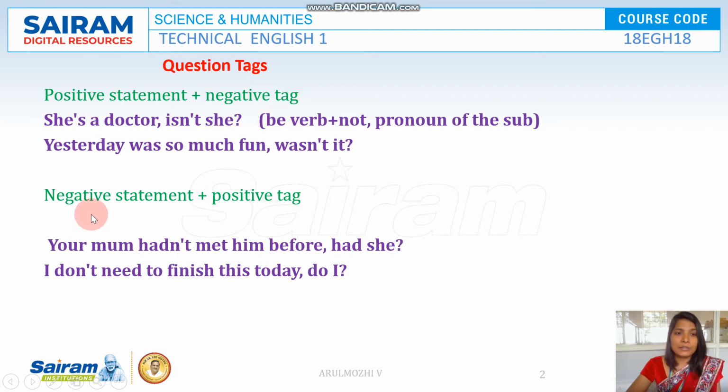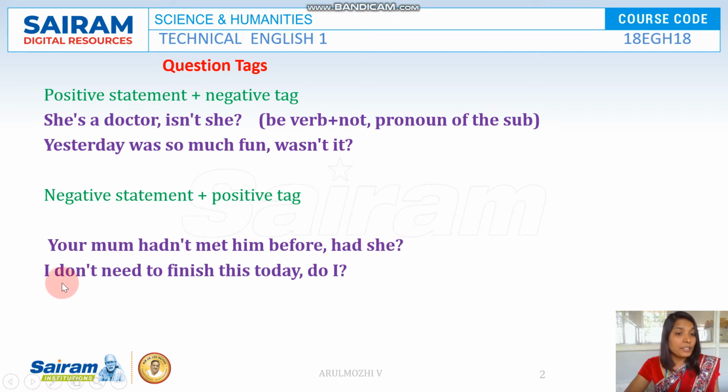Look at the next set of examples for negative statement and positive tag. "Your mom hadn't met him before." It is a negative statement, so the tag must be positive. "Your mom hadn't met him before, had she?" What is the be verb in the sentence? Had. And what is the subject in the sentence? Mom is the subject. What is the pronoun for mom? She. So "had she" is the tag of the sentence.